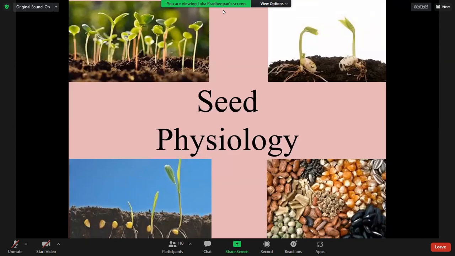Today we will move to the new section under your course, Principles of Crop Production: seed physiology. This is a very important section. We have to know what are seeds, then what are the classifications we are able to see in the seed, seed germination, seed dormancy, seed viability and vigor, and finally we have to look into seed storage.